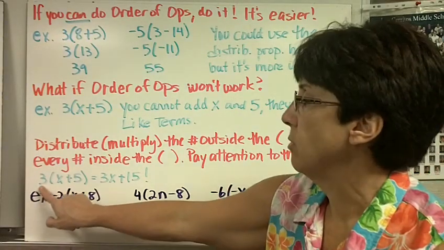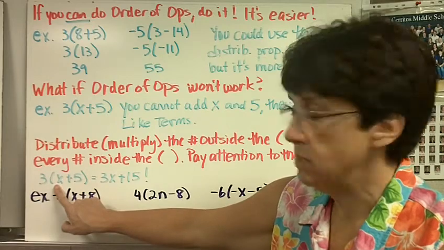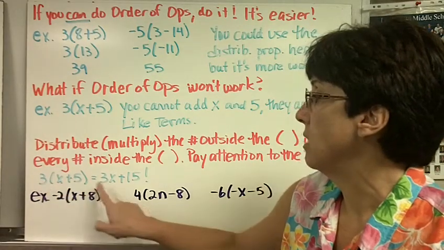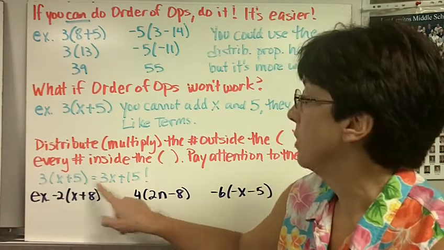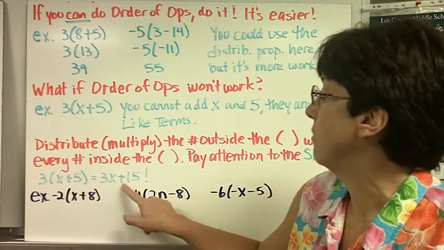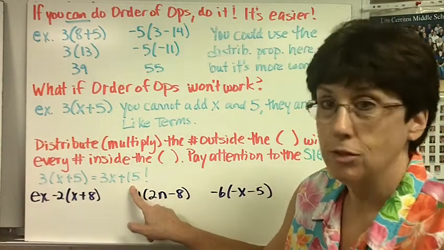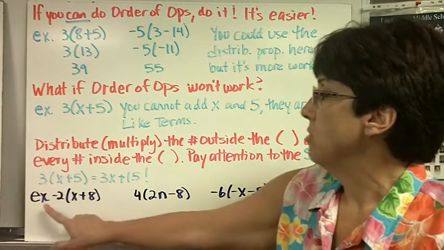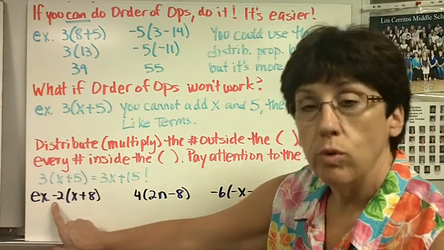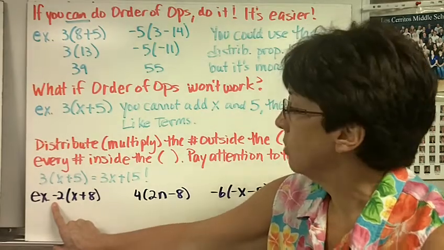So back to our example, 3 times the quantity, x plus 5. 3 times x, well, it's just 3x. And 3 times positive 5 is positive 15. That's our answer. We're done. It's pretty easy. Here are some more examples where we really have to pay attention to the signs now, okay?